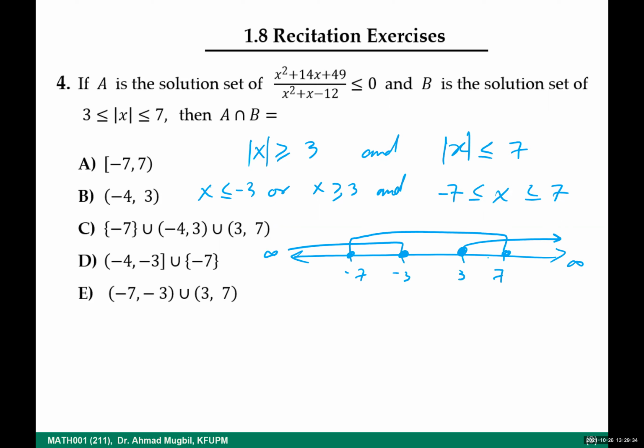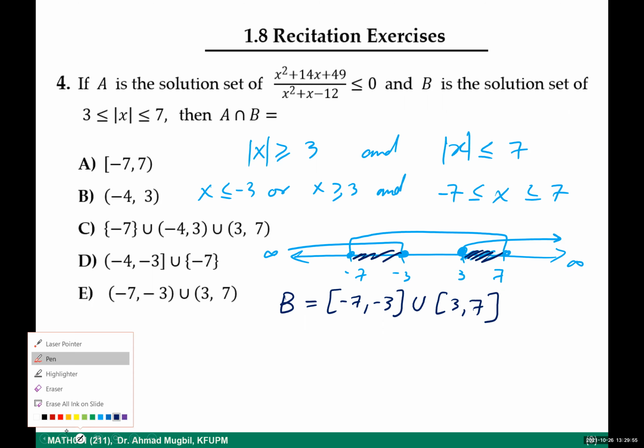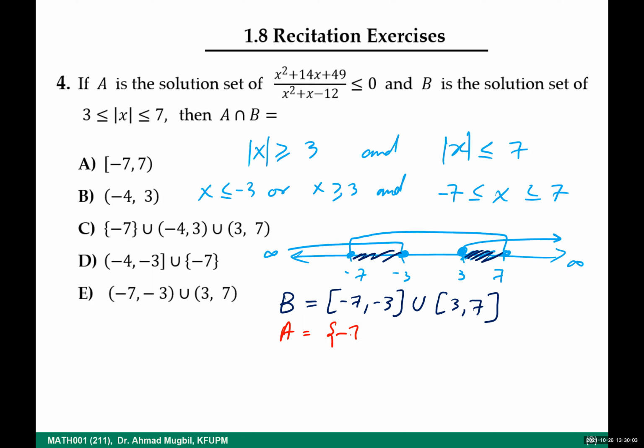So what is B? Let me use another color. So this is B. B is what? Closed negative 7, closed negative 3, union closed 3 and 7, right? Yes. Now, who reminds us what A was? A was negative 7 alone as a set, union negative 4 up to where? Up to 3, right? Yes.